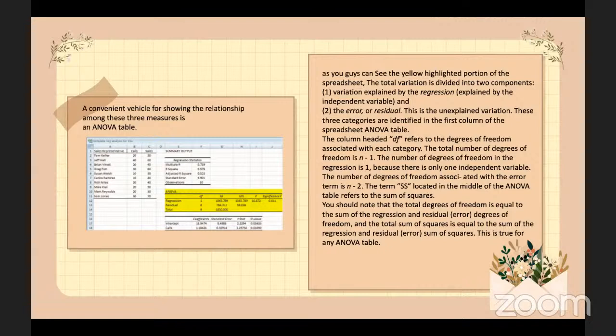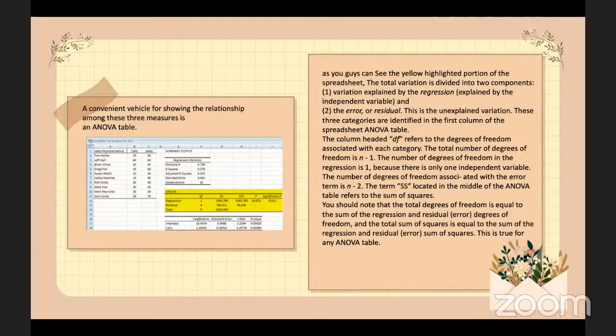So the column headed DF refers to the degrees of freedom associated with each category. The total number of degrees of freedom is n-1. The number of degrees of freedom in the regression is 1 because there is only one independent variable. The number of degrees of freedom associated with the error terms is n-2. The term SS located in the middle of the ANOVA table refers to the sum of squares.